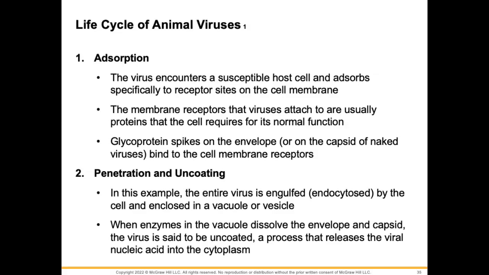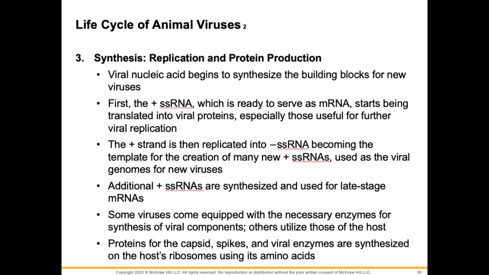Adsorption: the virus encounters a susceptible host, adsorbs specifically to receptor sites on the cell membrane. The membrane receptors that viruses attach to are usually proteins that the cell requires for its normal function. Glycoprotein spikes on the envelope or the capsid of the naked viruses bind to those receptors. Penetration and uncoating: the entire virus is engulfed, endocytosed by the cell, and enclosed in a vacuole or vesicle. When the enzymes in the vacuole dissolve the envelope and capsid, the virus is said to be uncoated, a process that releases the viral nucleic acid into the cytoplasm.